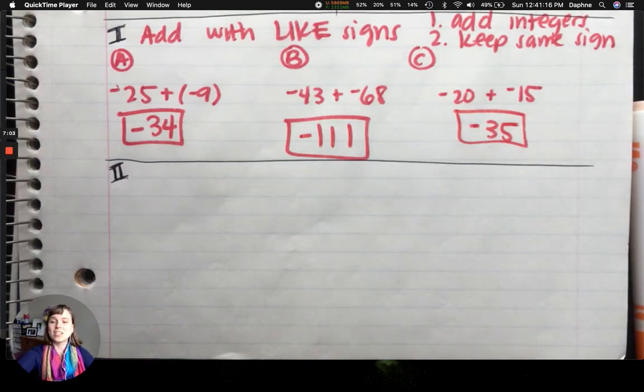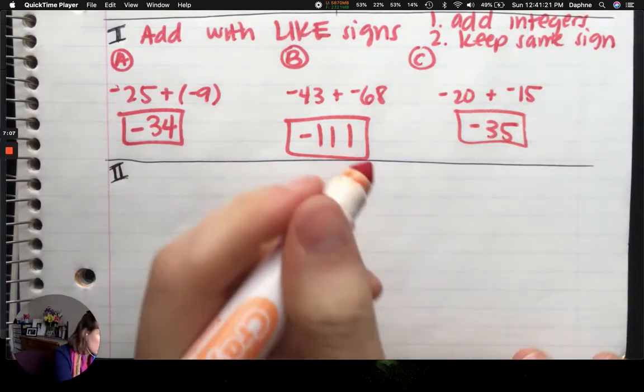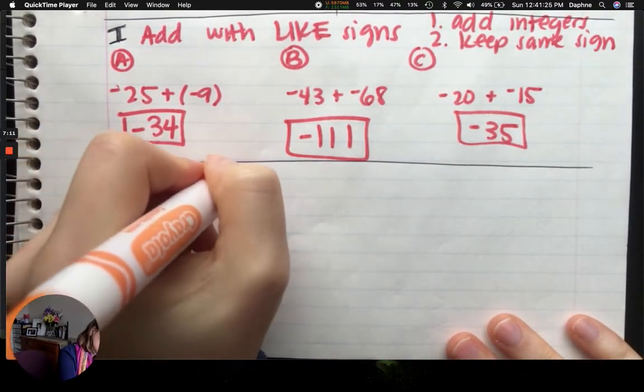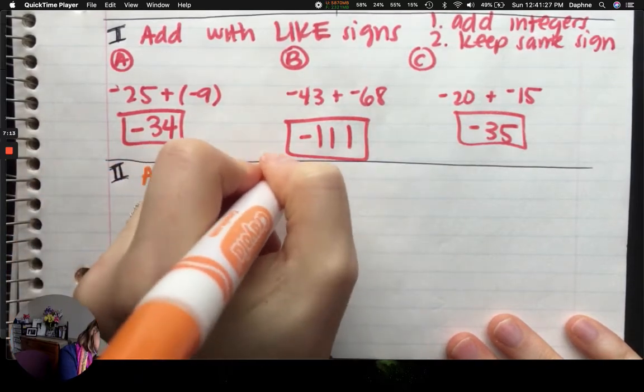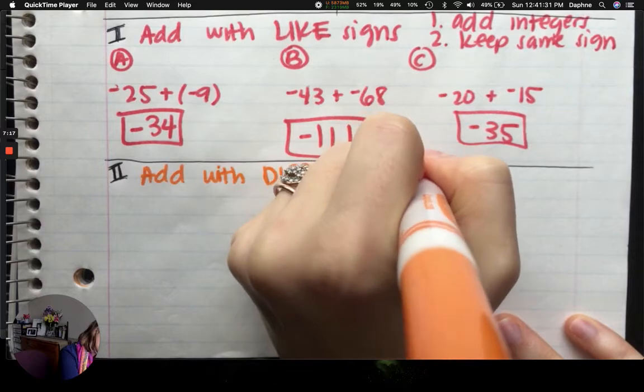So that's if they have the same sign. But what if one's positive and one's negative? Let's see what happens. So I want to add integers that have different signs.